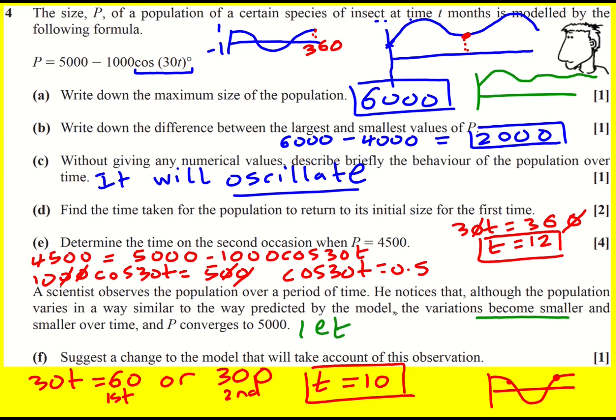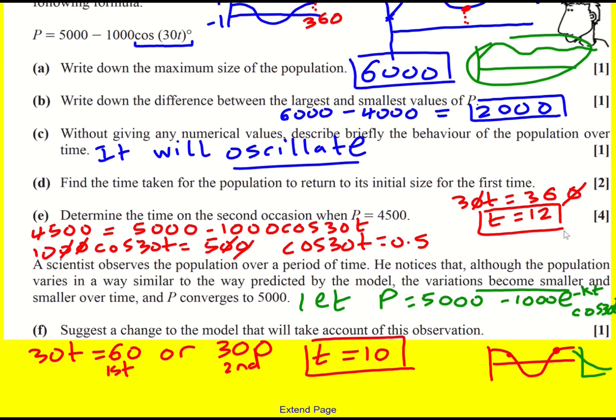Well, I decided to introduce an exponential term. So let p equal 5,000, we can't mess about with that because we want it to converge towards that. But then I brought in an exponential term, e to the minus kt, because e to the minus kt is a negative exponential, so it's going to look a bit like that. And then, of course, I still need the cos 30t in there. That will create this kind of effect.